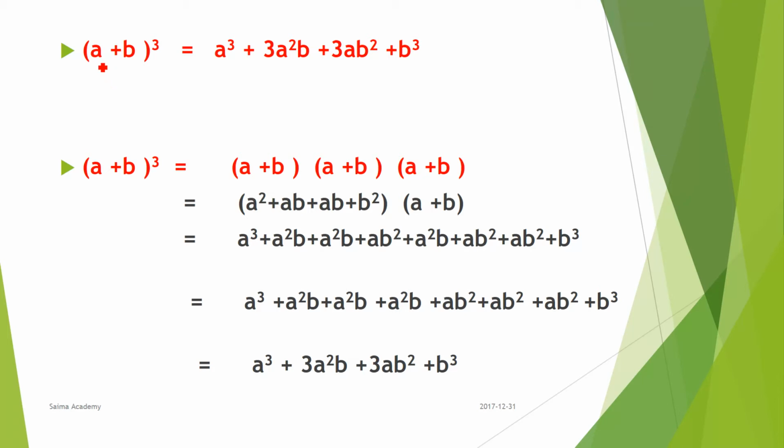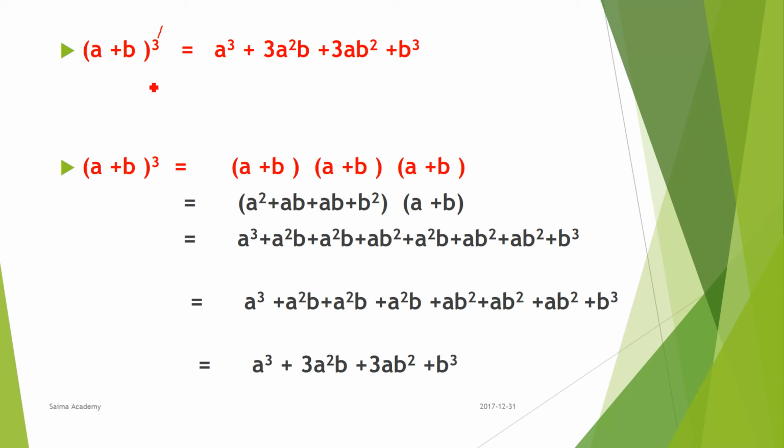So the formula is (a plus b) whole cube. Again, my focus is on "whole". Whole means that this cube is on the top of b as well, and a as well, right? A plus b belongs to both because the cube is on the top of this parenthesis. It does not mean that only b has this cube. It means (a plus b) whole cube.